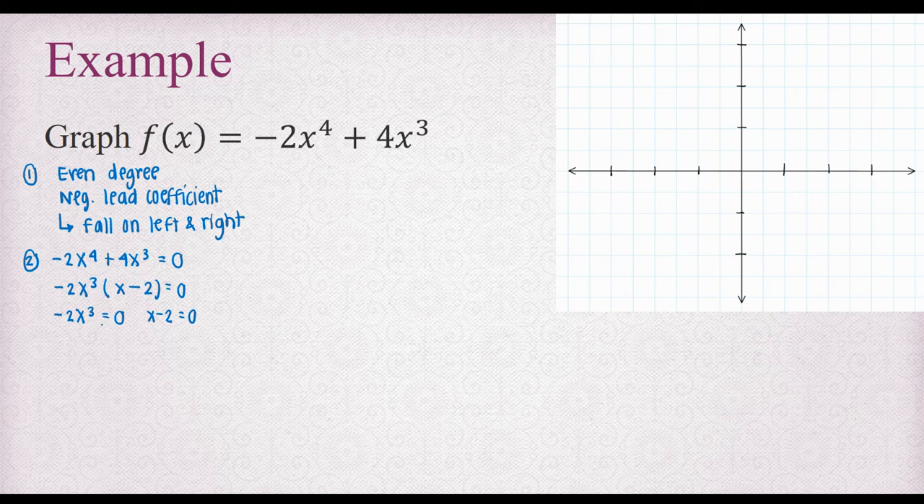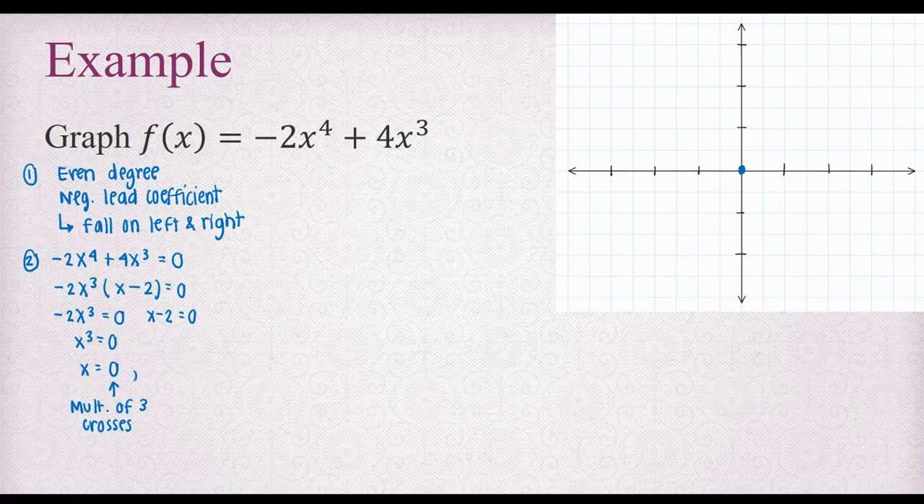So I divide by negative 2. That gets me x cubed to be 0. I'm going to take the cube root, but the cube root of 0 is still going to be 0. But because it was a cube, there are technically 3 of them. So this is a multiplicity of 3. An odd multiplicity tells me that we are going to be crossing through. So I can plot 0, 0.